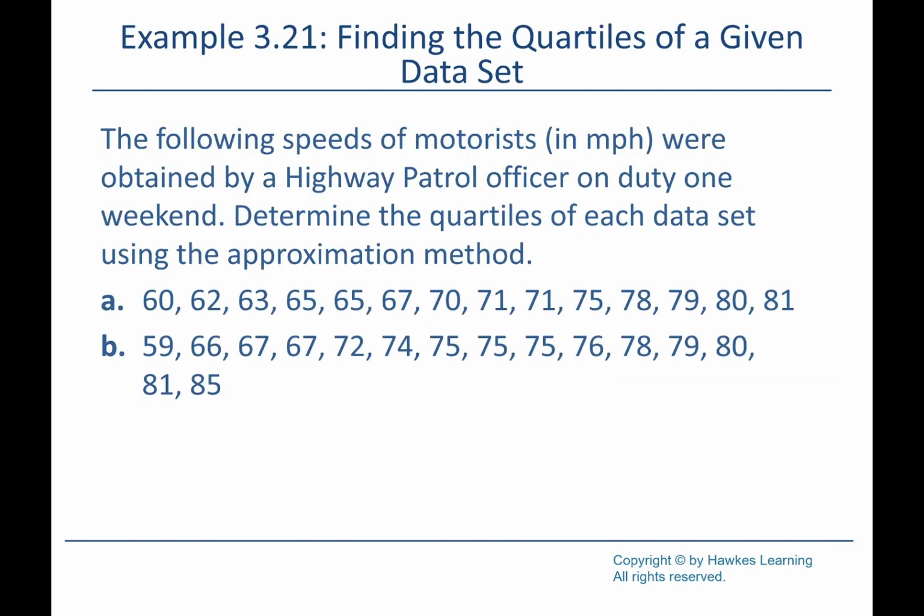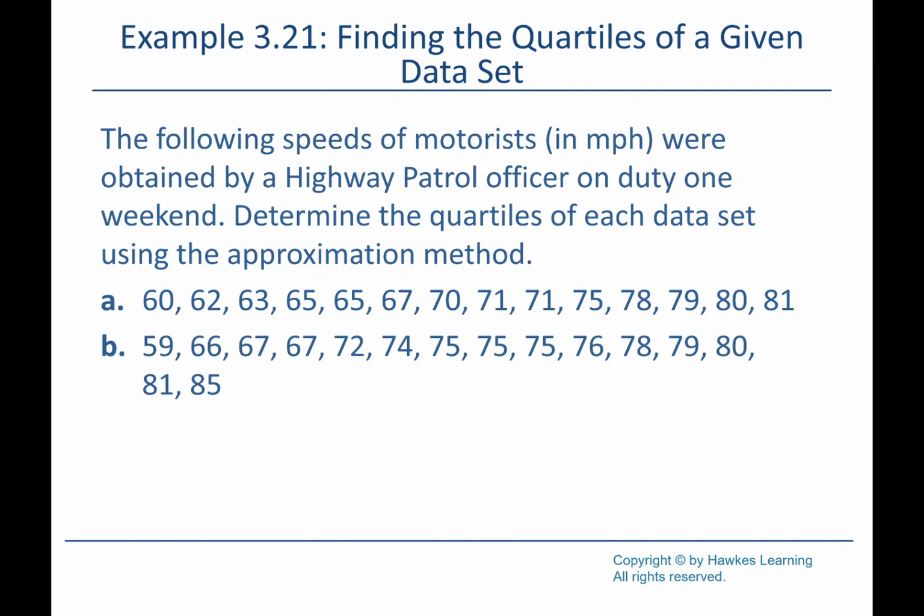So let's look at this one. We've got the following speeds of motorists that were obtained by a highway patrol officer on duty one weekend. We want to find the quartiles for each data set, and it says using the approximation method. That's the only way we're going to do it in this class. So if you see that on a problem, don't let it concern you. We're only going to do it one way.